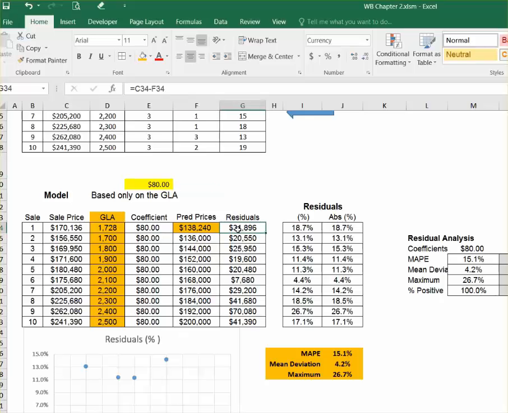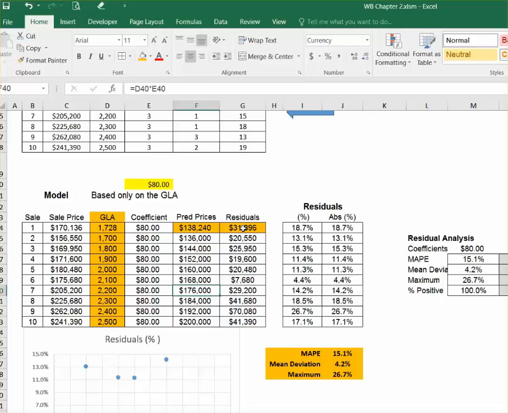Now what we call the residual. Appraisers, you might think of error, but in statistics they call it residual, and no reason for us not to call it residuals. So we're going to take the actual sales price minus the predicted sales price, and we're going to get a residual. So you can see in this case, the model was off by 31,000: 170,136 minus 138,240. Okay, so we do that for each one of these 10 sales.